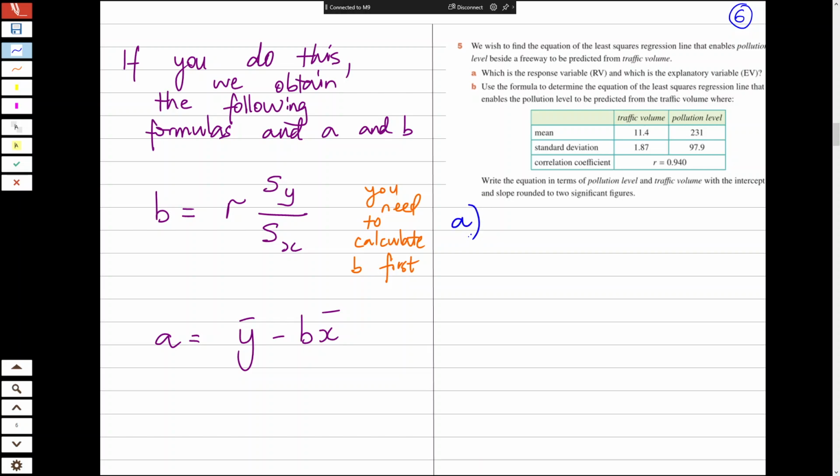All right, so everyone listening, please. So, in this question, we are using traffic volume to predict pollution.